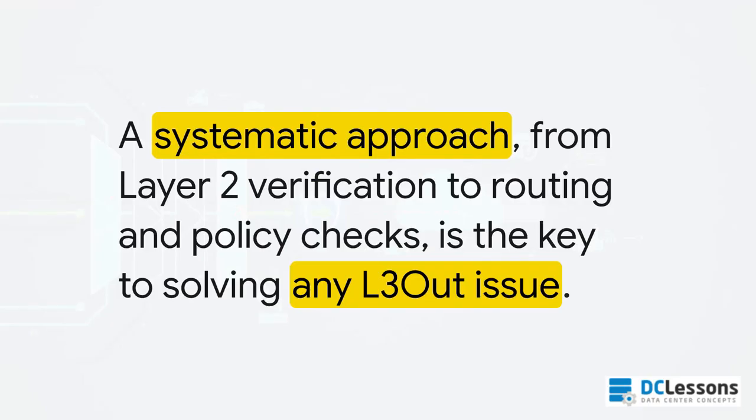So the key takeaway here is pretty simple. Troubleshooting an L3out isn't some kind of dark art. It's a method. And by systematically following the layers, checking layer 2, then layer 3, then the route exchange, and finally policy, you can find and fix any external connectivity problem every single time.